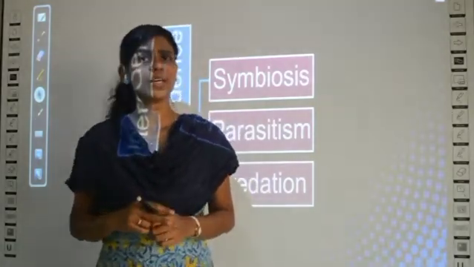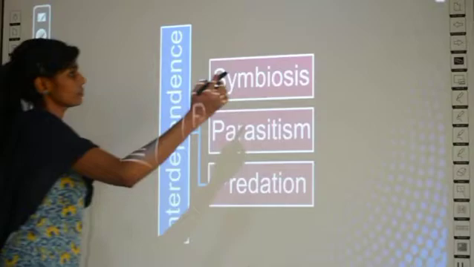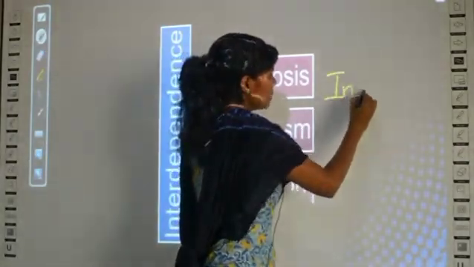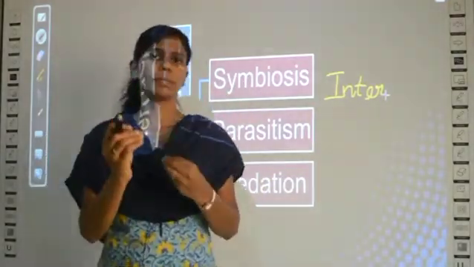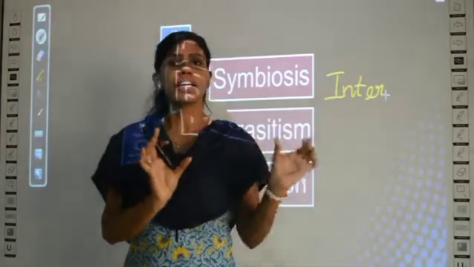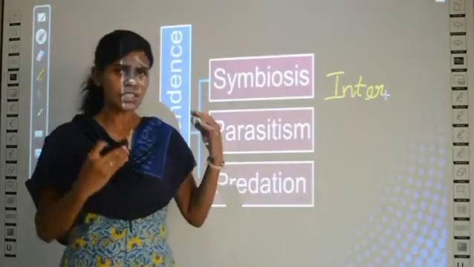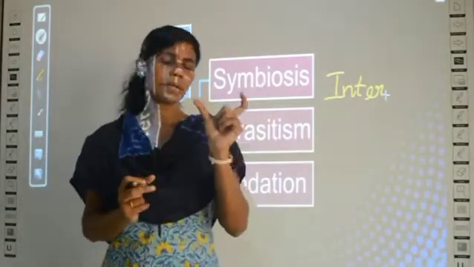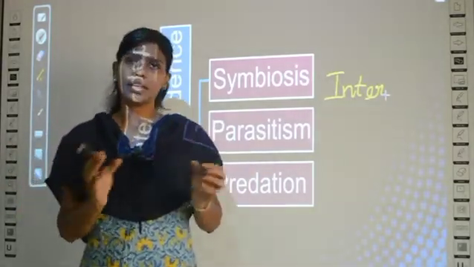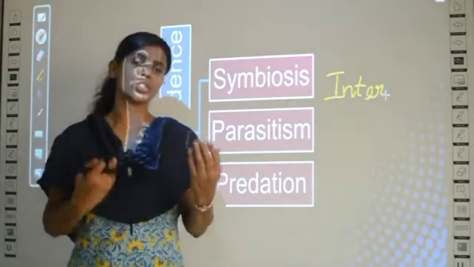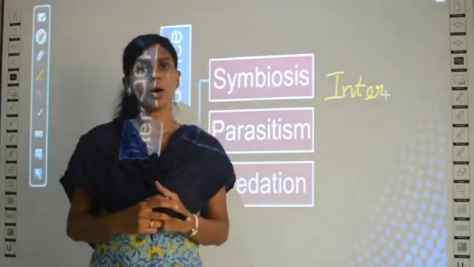Before that, what does this word inter mean? Inter means between. For example, if they declare a competition called inter-school competition, it means in between many schools. So the competition will be between many schools. So inter means between. Interdependence means how the organisms are depending on each other, not only for feeding but from other relationships like for shelter, for nutrient uptake.